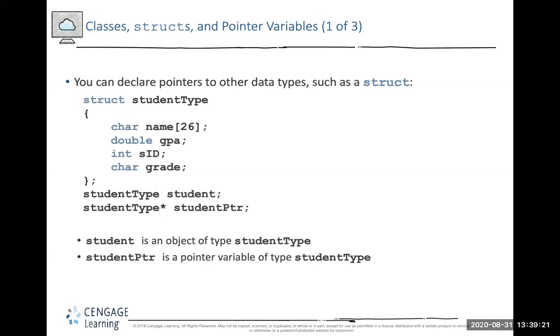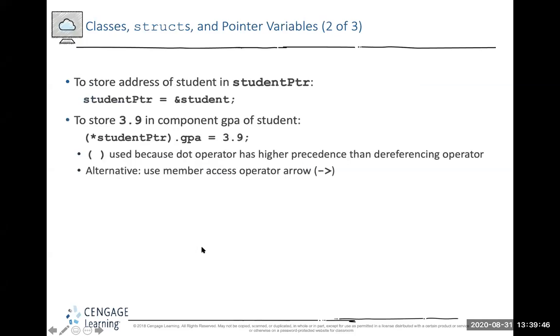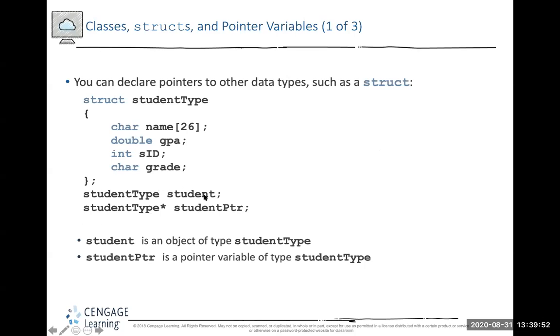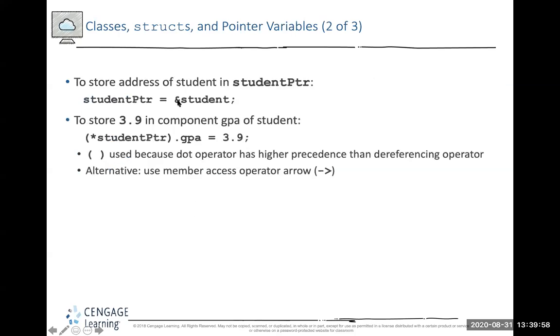Now, pointers, of course, can be declared to point to any kind of data type. For example, you may have a structure here, and then you declare a pointer that points to a structure. This is an address of a student type structure. Similarly, let's say you have a student object here, and then this pointer can point to that object by assigning the address of the student object variable to the pointer.